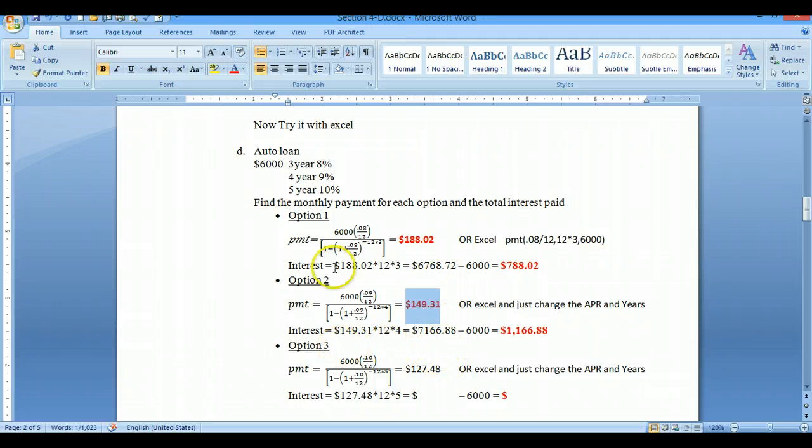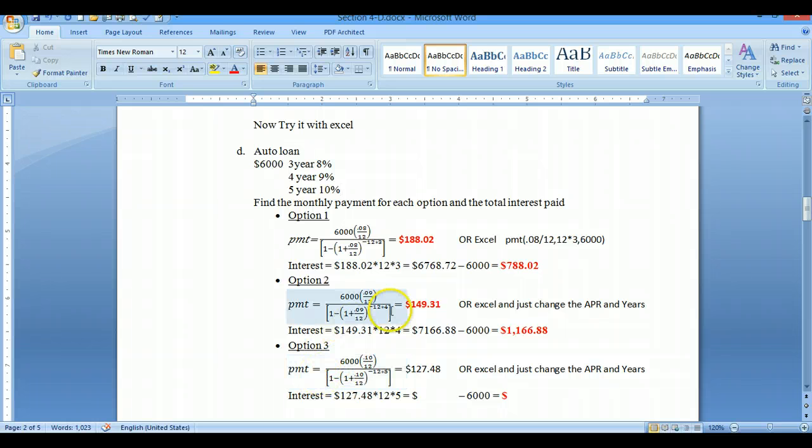Let's try the third option. Any ideas? If we had smaller payments for option 2, but ended up paying more interest overall, and in essence paying more for the whole loan, any ideas what you think will happen on year 5? 5 years at 10%. All right, let's try it.